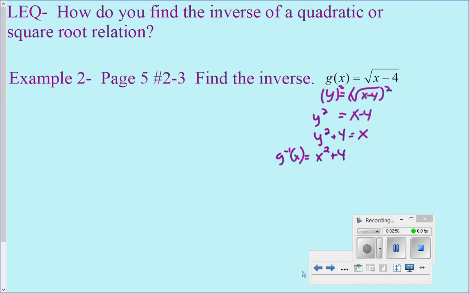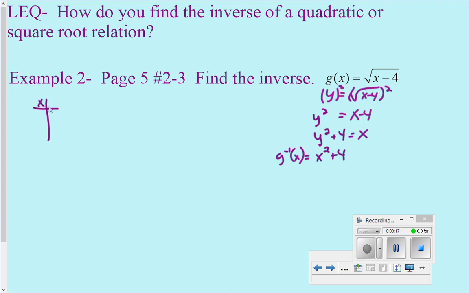Now we have to decide if that matches up with our graph. I will tell you, we're going to come back to this equation because we need to alter it just slightly. But for right now, based on the algebra, that's correct so far. But now we're going to take a look at the table and the graph.